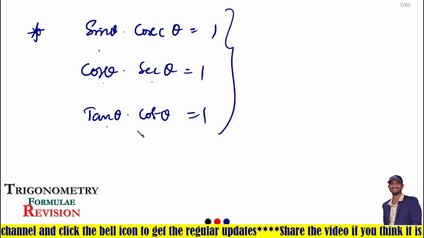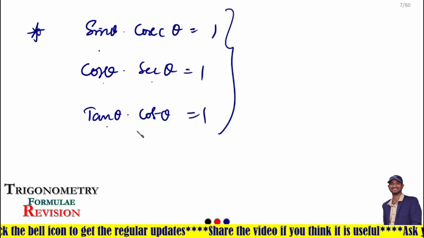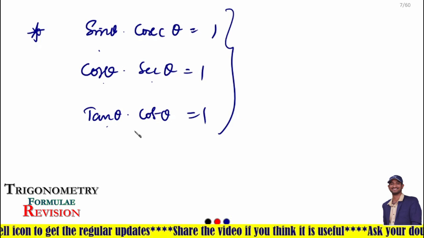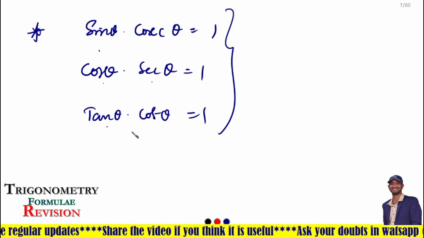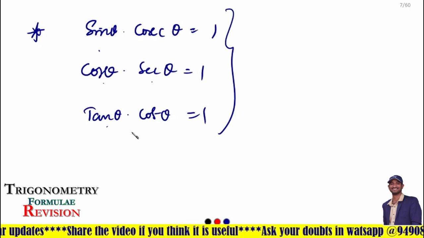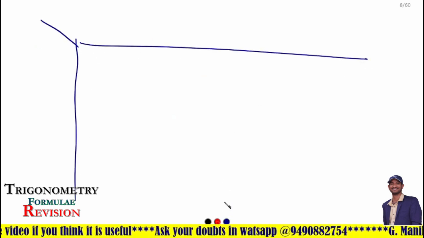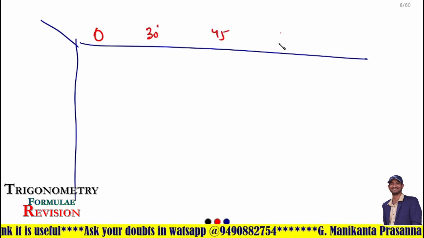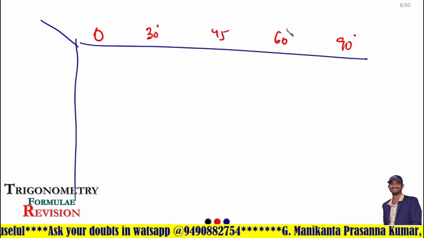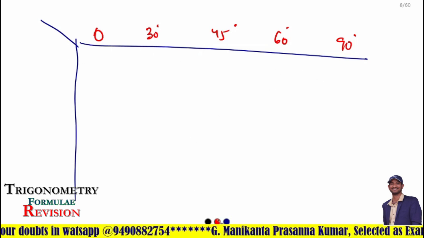And not only that, we can write some other things about when the angles are complementary or when the angles are supplementary. But before that I'll tell you the trigonometric ratios for specific angles. It is just revision. Just remember the values directly: 0, 30, 45, 60 and 90. These are the specific angles we learn in trigonometry.